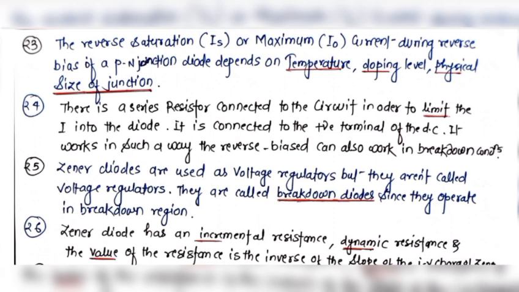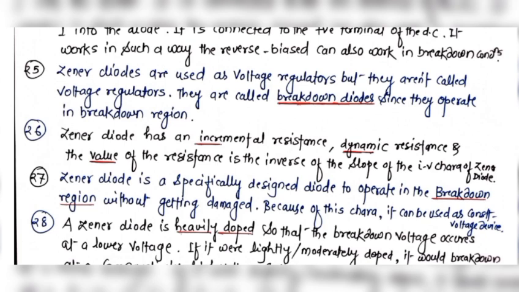Zener diodes are called voltage regulators, but they are actually called breakdown diodes since they operate in the breakdown region. A Zener diode has an incremental resistance, or dynamic resistance, and the value of the resistance is the inverse of the slope of the current and voltage characteristics of the Zener diode.